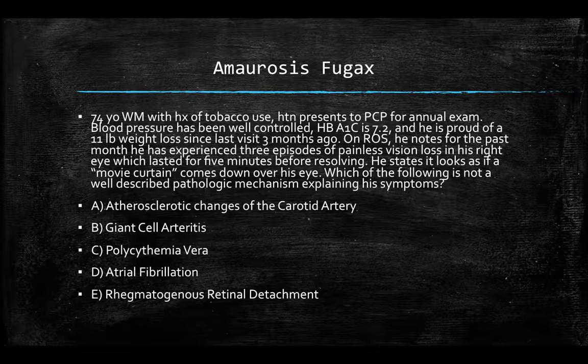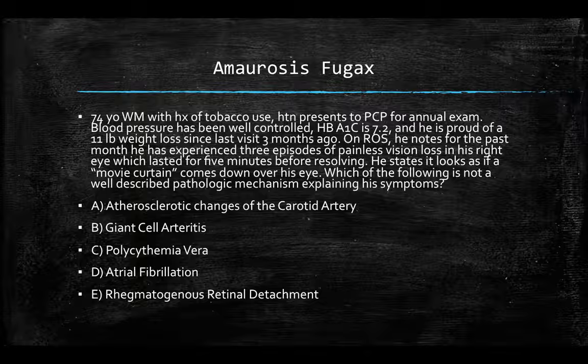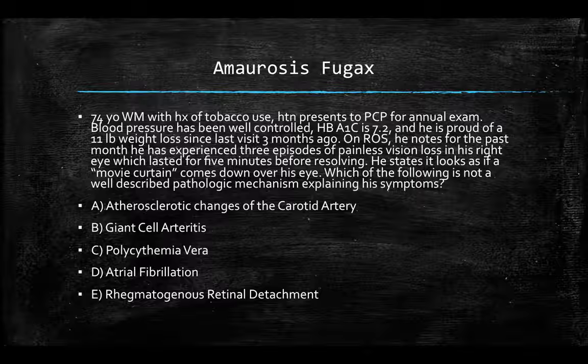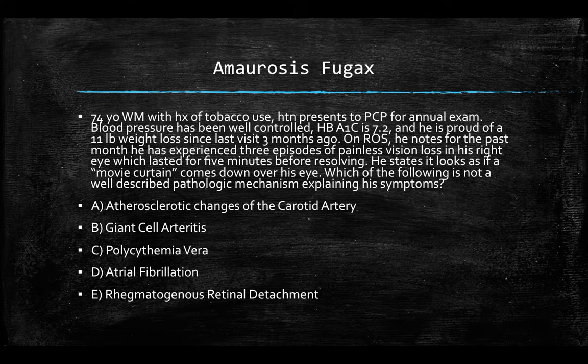On review of systems, he notes for the past month he's experienced a few episodes of painless loss of vision in his right eye. This has lasted for 5 minutes before resolving on its own. He states it looks as if he's looking through a movie curtain that comes down over his eye. Which of the following is not a well-described pathologic mechanism explaining his symptoms? So again, take a couple seconds, pause the video, look over the answers.